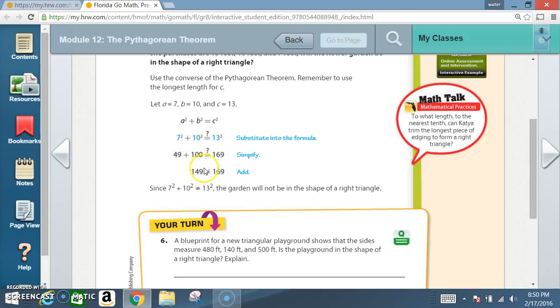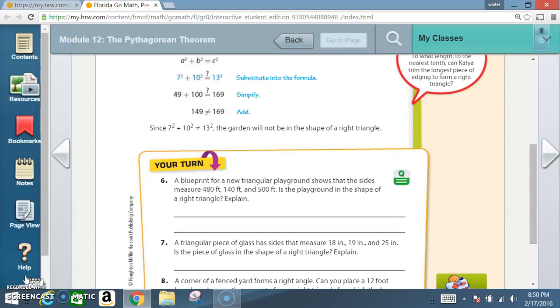So 149 does not equal 169. Since 7 squared plus 10 squared does not equal 13 squared, the garden will not be in the shape of a right triangle. Remember now, it might be in the shape of a triangle, but not a right triangle.